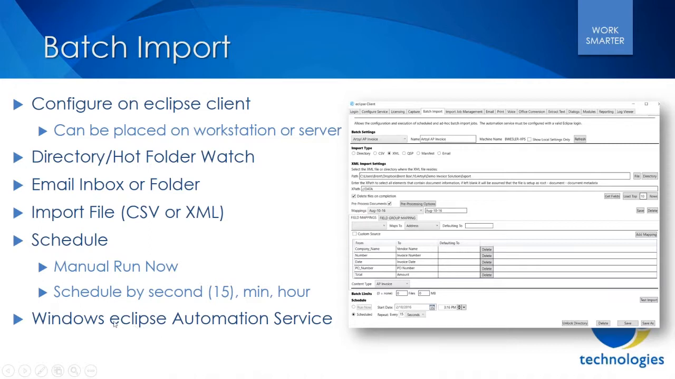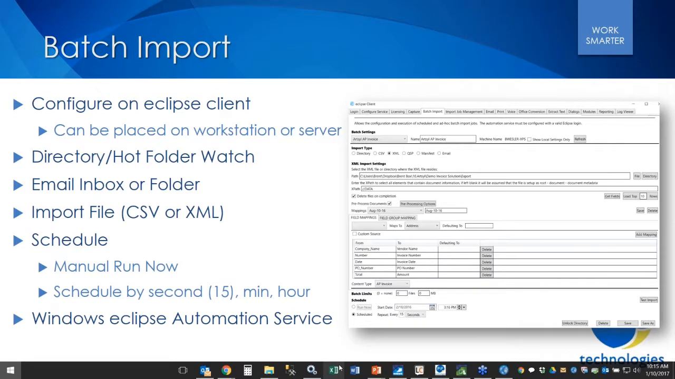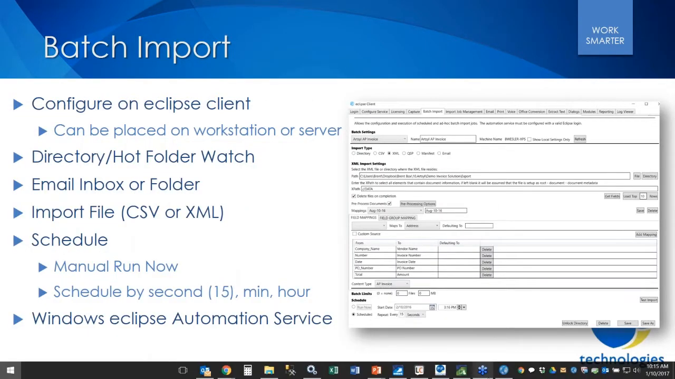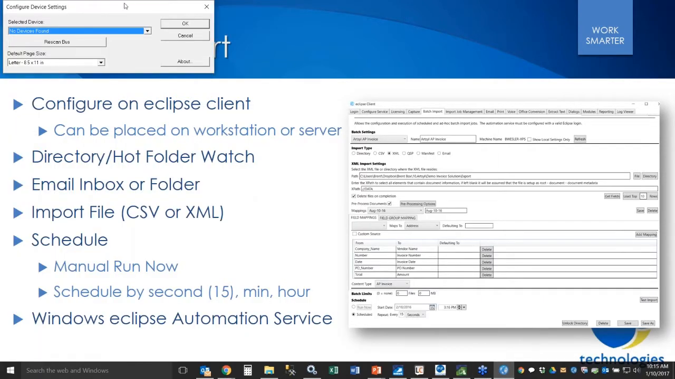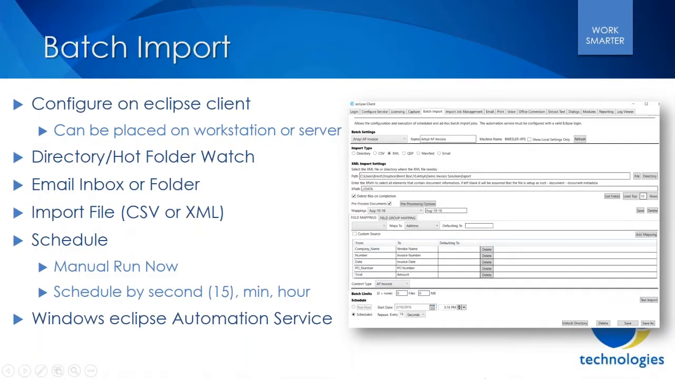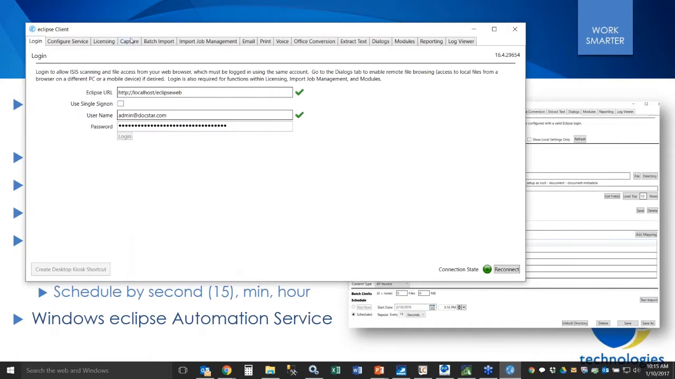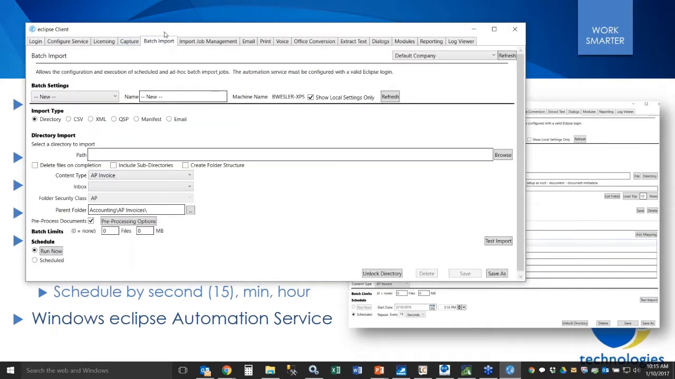All right, so let's talk a little bit about batch import. This is where we would leverage the ability to monitor a hot folder directory, monitor an email inbox or a folder within a specific email box, and the ability for us to consume a CSV or an XML data file that has a path to the image. So a lot of the service bureaus that do the backfile scanning, or you're importing from another system, we can ingest the CSV or an XML data file.